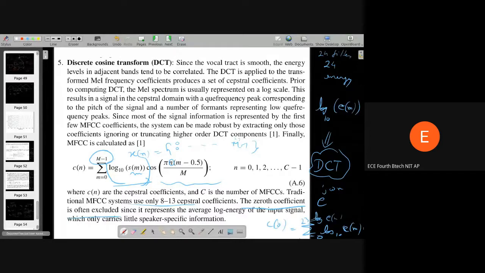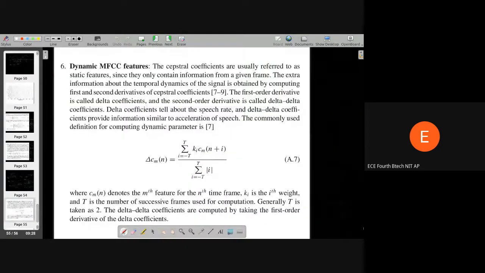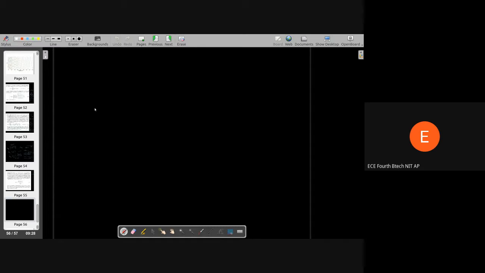So anyhow, let's talk about the dynamic MFCC features now. Let's talk about it like this.